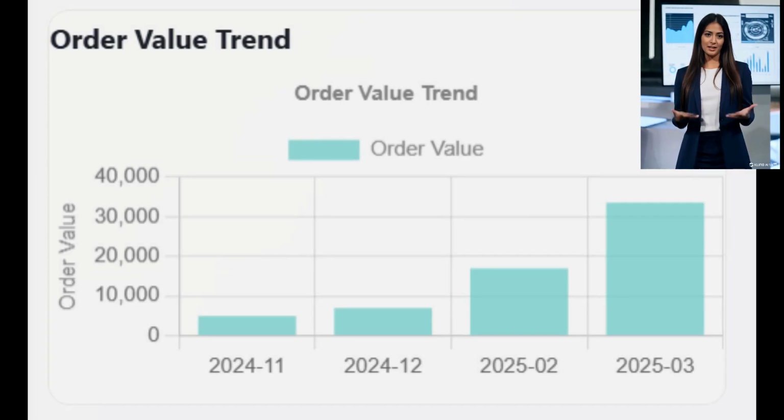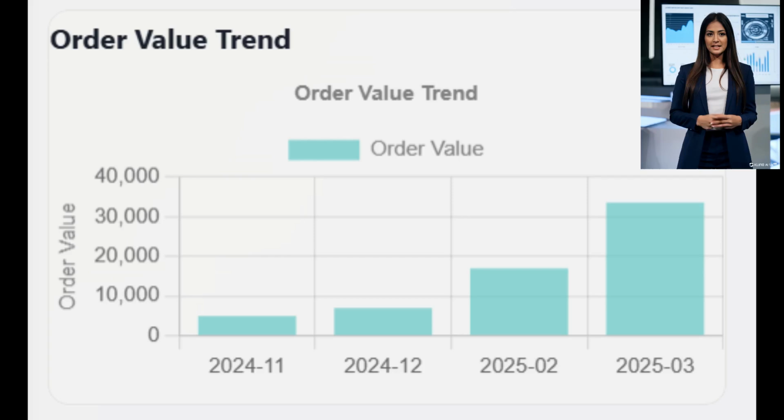What is order value trend? Imagine you run a company making custom bicycles. Each time a customer orders a bike, they spend a certain amount based on the parts they choose. The order value trend is a way to see how much money these orders bring in over time, like month by month or year by year.